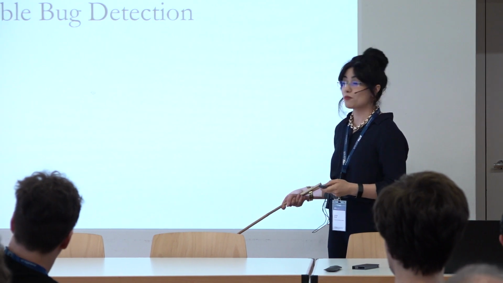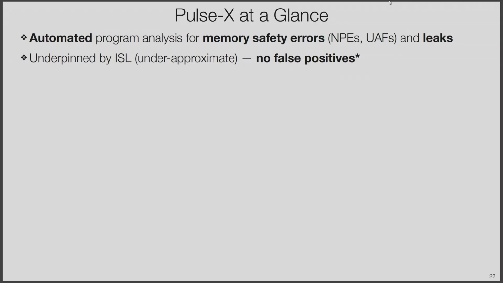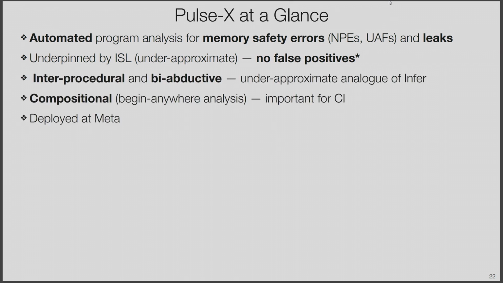Okay, so let me tell you about PulseX. This is the elevator pitch, getting all the brownie points of all the things that PulseX has. It's automated static program analysis for memory safety errors, things that you saw, null pointer exceptions, use after free, as well as memory leaks. I didn't show you the formalism for memory leaks, but PulseX can also detect those. It's underpinned by ISL, which means by construction it has no false positives, but you see there is a tiny asterisk. I'm not showing you the full terms and conditions, but I will come back to that in just a minute. It's interprocedural, compositional, biabductive.